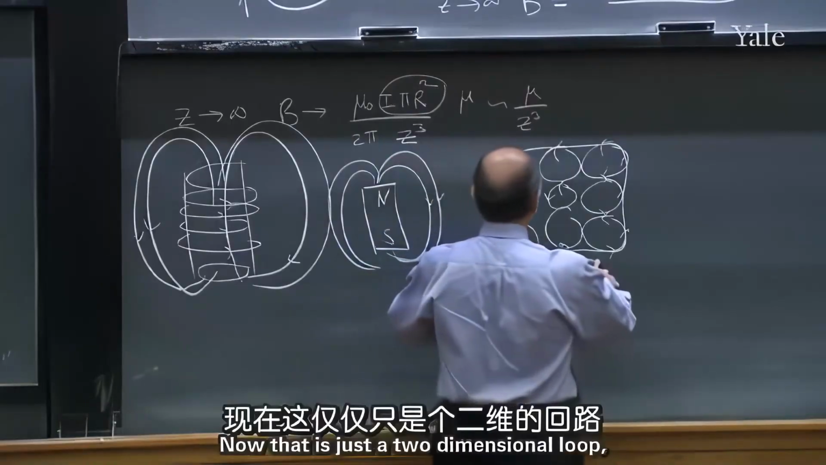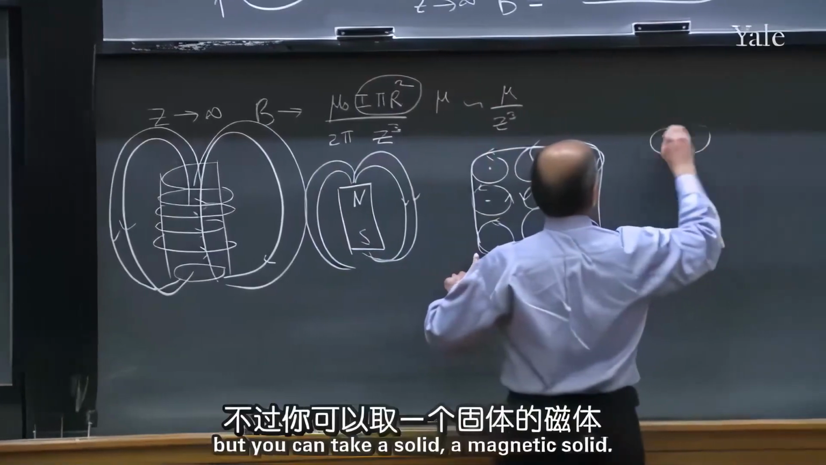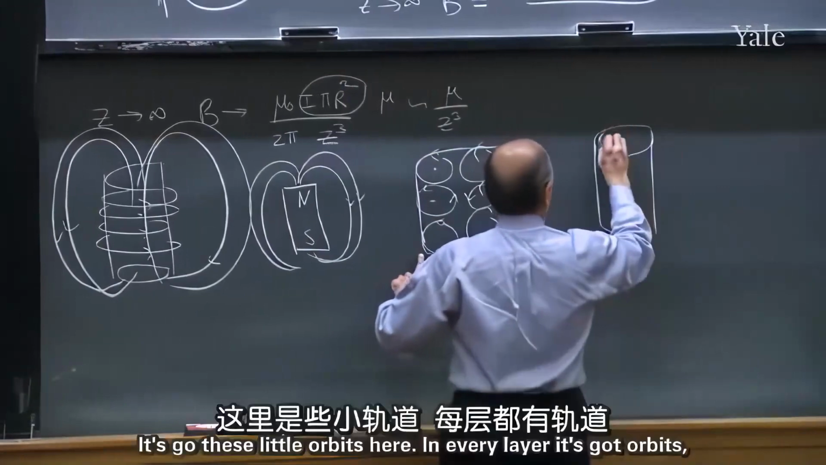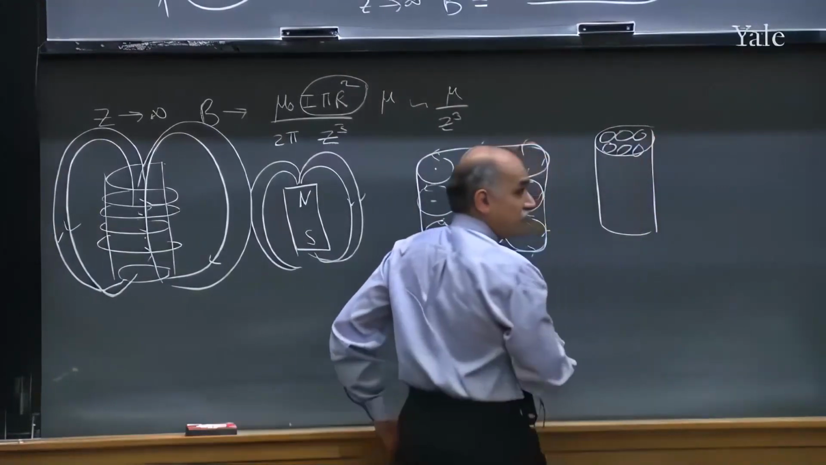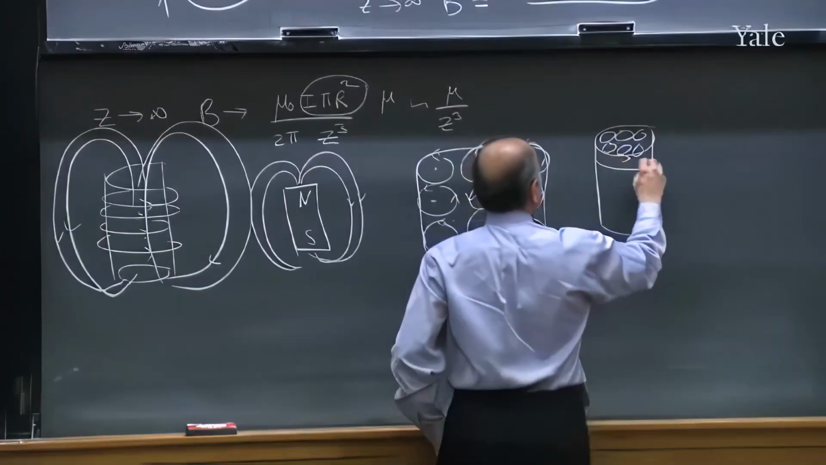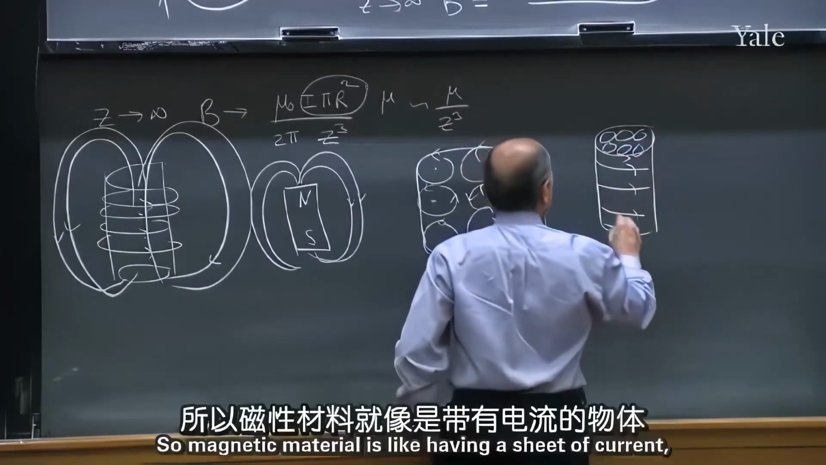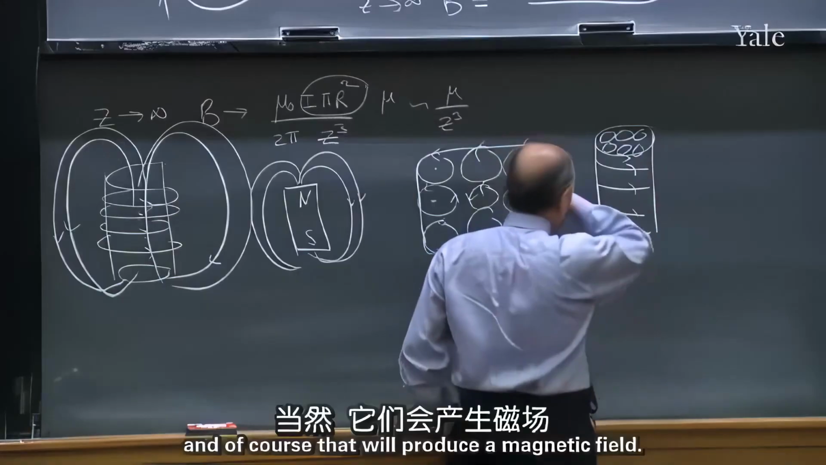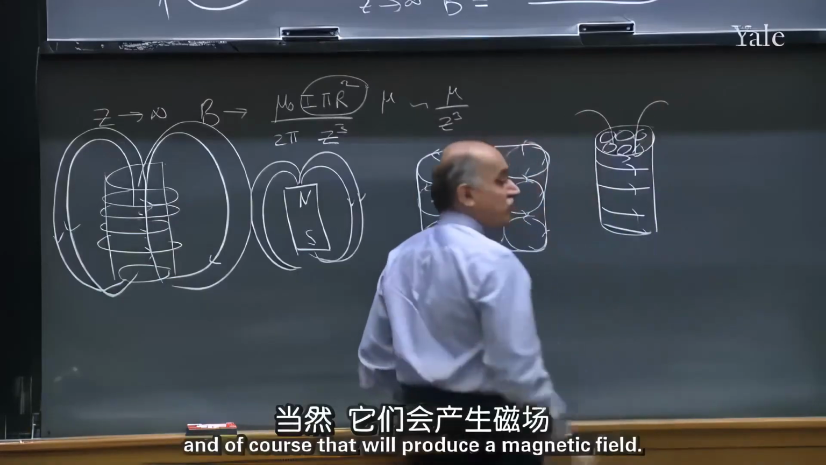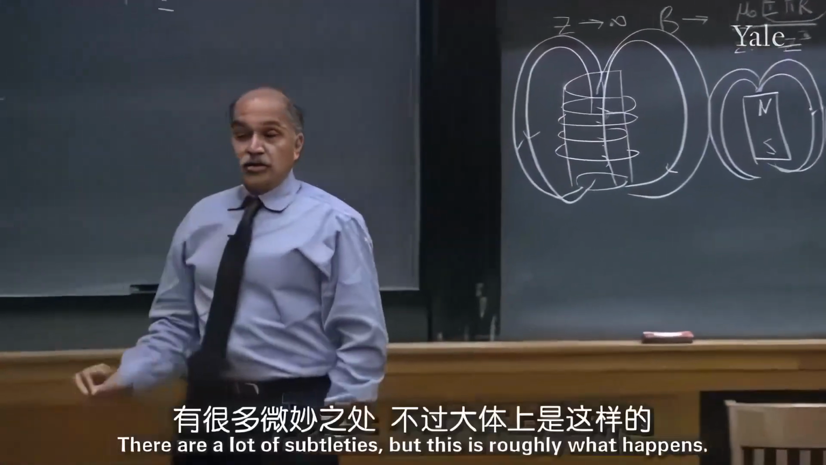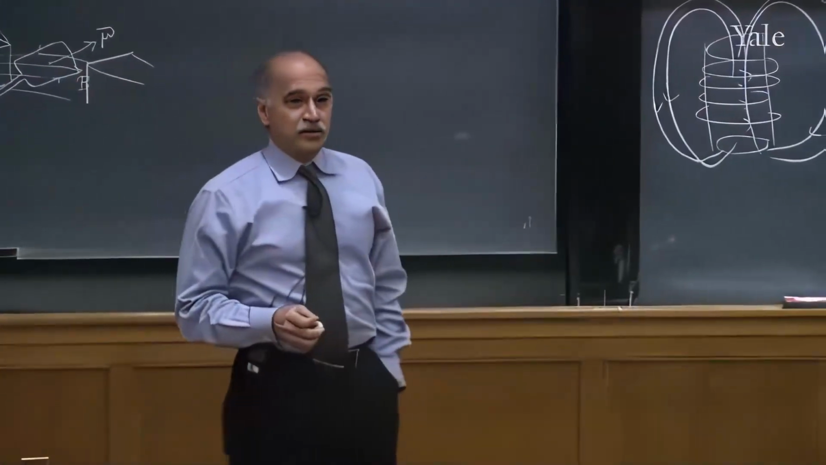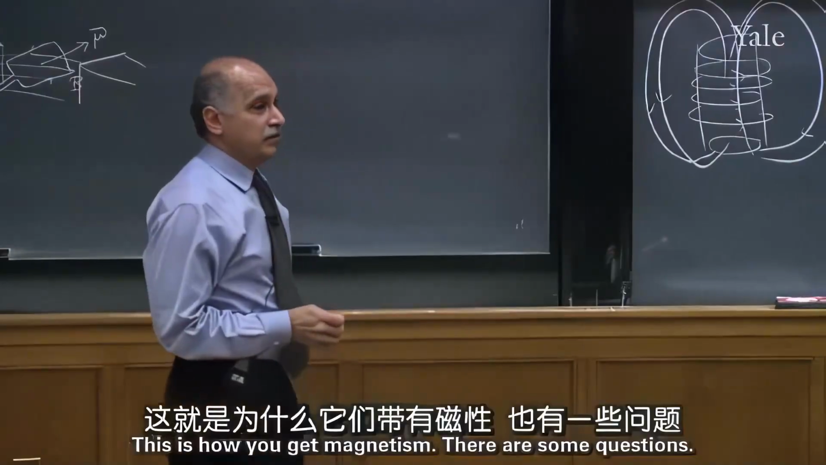Now that is just a two-dimensional loop, but you can take a solid, a magnetic solid. It's got these little orbits here. In every layer it's got orbits, and each one is like a current. So magnetic material is like having a sheet of current, and of course, that'll produce a magnetic field. There are a lot of subtleties, but this is roughly what happens. This is how you get magnetism.